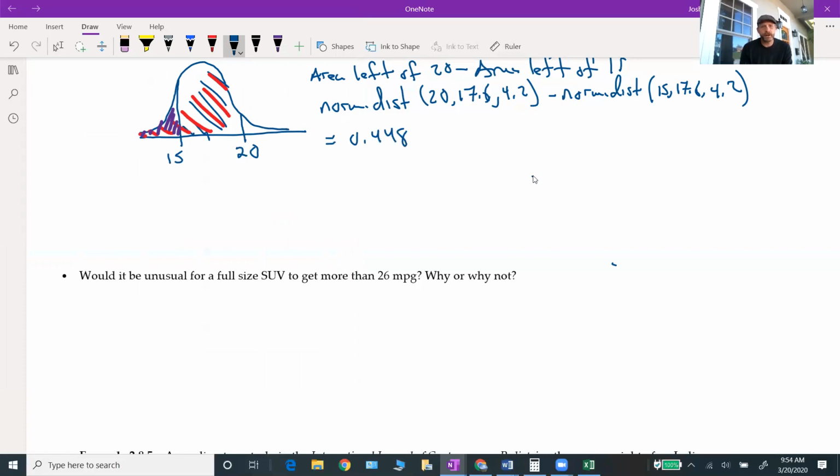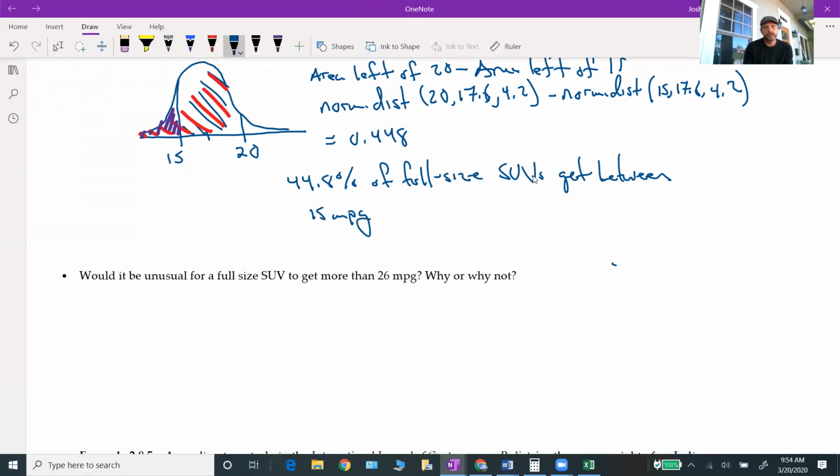Now, let's make sure we're actually answering this, right? 44.8% of full size SUVs get between 15 miles per gallon and 20 miles per gallon. All right.